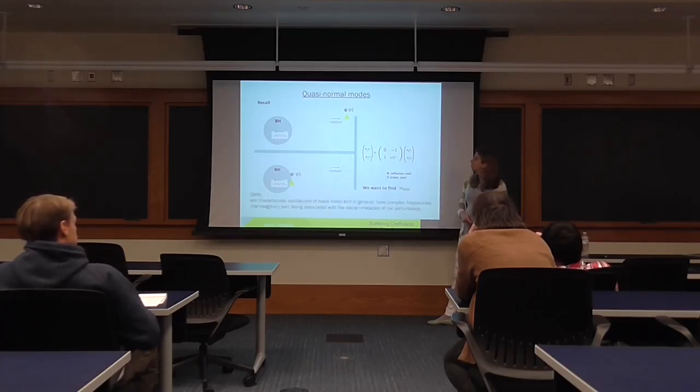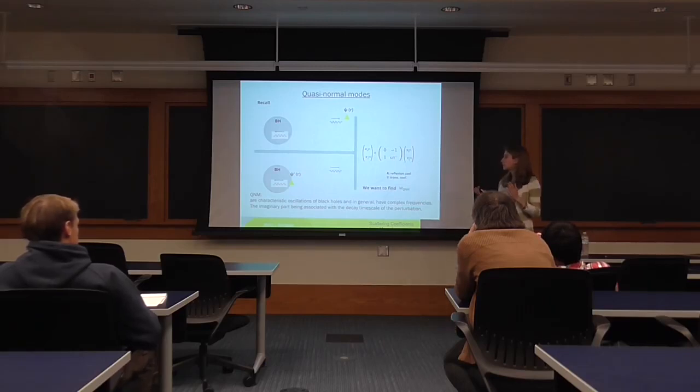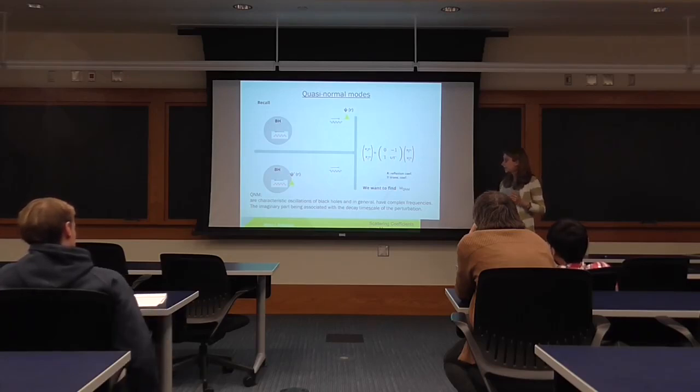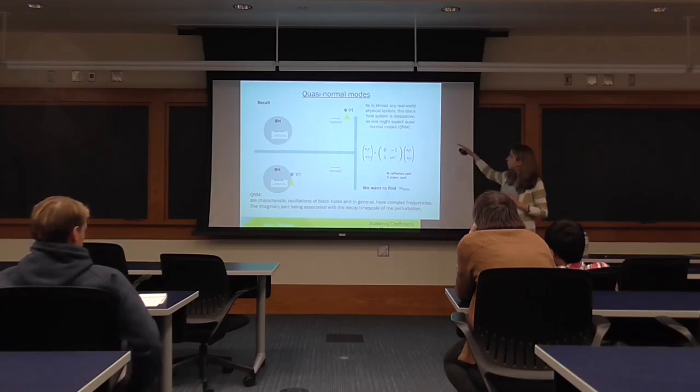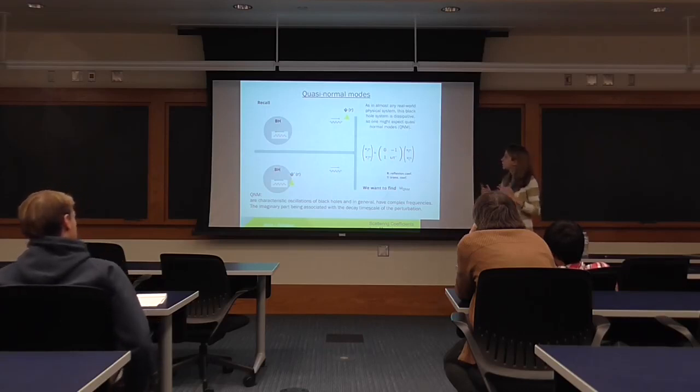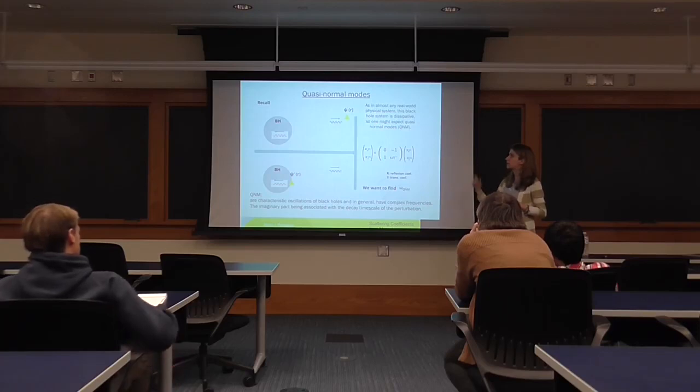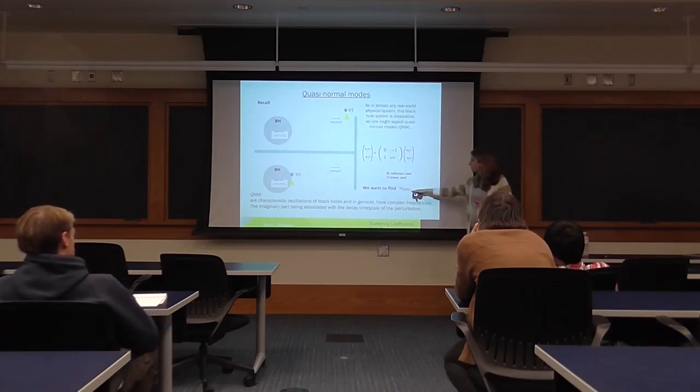And I will show you an example then. So the quasi-normal modes are the characteristic oscillations of these black holes and have complex frequencies and are associated with decay times of perturbations. And usually, quasi-normal modes appear in dissipative systems, and this ensemble with the black hole and the scalar is one. So their characteristic frequencies that you can find.